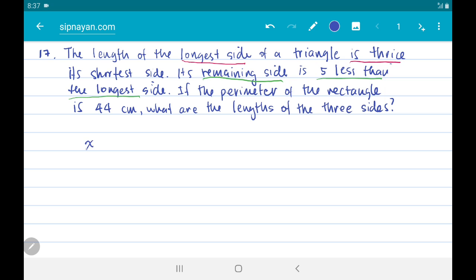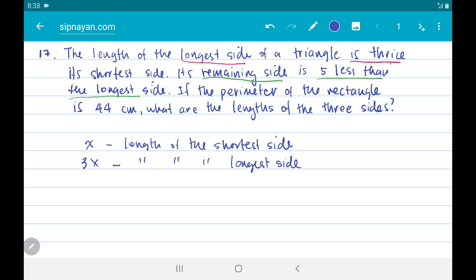So, x is the length of the shortest side. Tapos itong remaining side, ibig sabihin yung pangalawa, is by the way, dito muna tayo. Longest side is thrice. So 3x, di ba? 3x. This is the length of the longest side.